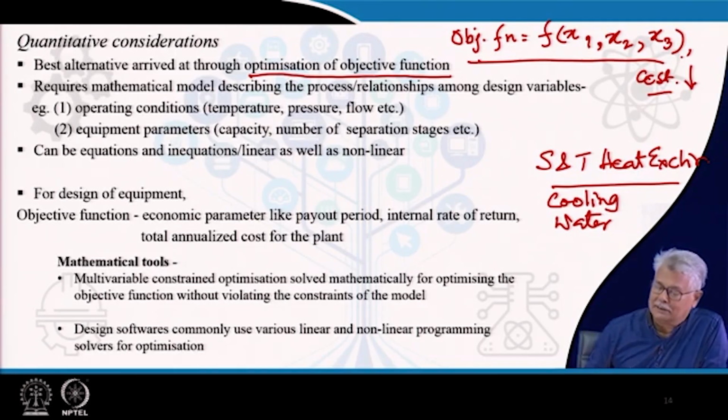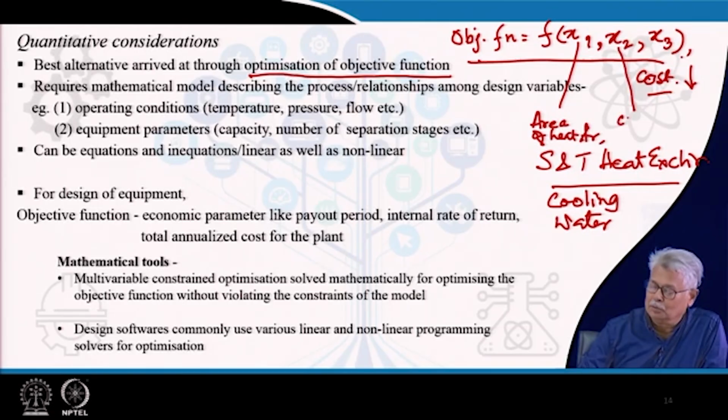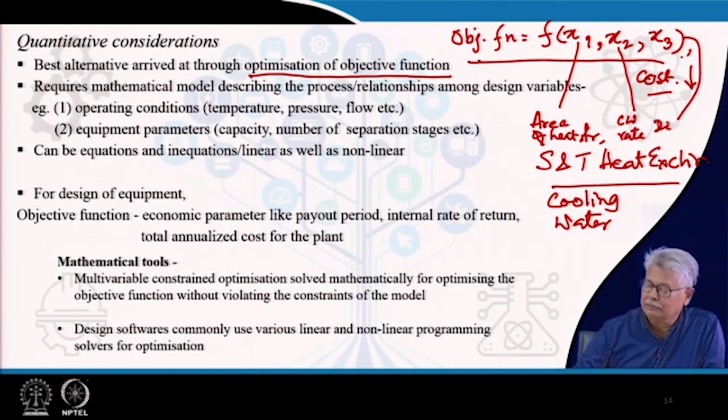So we have to define the objective function, which is my cost, in terms of different parameters of my design x1, x2 and x3. What are x1, x2 and x3? These are my parameters of design. What are the examples? x1 could be the area of heat transfer. x2 could also be cooling water rate. x3 could be some dimension of the heat exchanger.